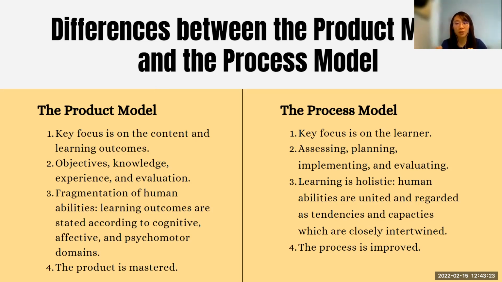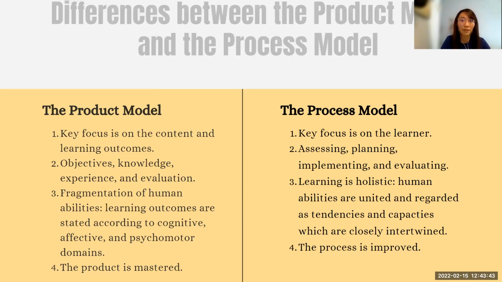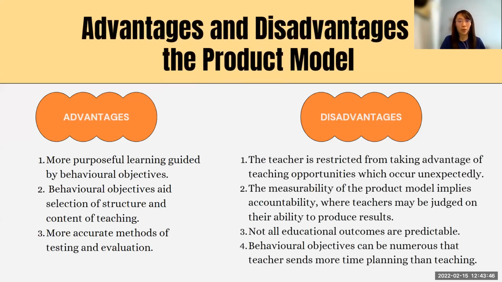But for the process model, the process cannot be mastered. It's not something that you can make to perfection. Instead, it is something that you can just keep on improving. You can improve on the learning opportunities that the student gets in order to achieve the results. So next, we want to look at some of the advantages and disadvantages of first the product model.